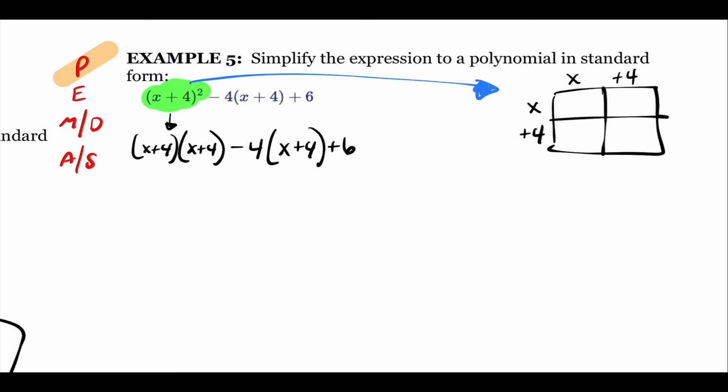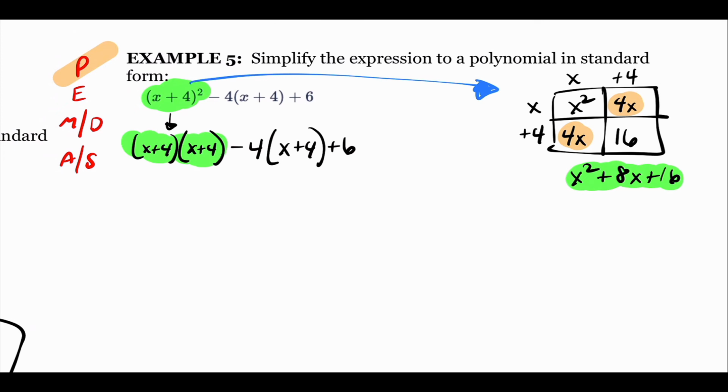Okay. So over here I get x squared, 4x, 4x, 16. Combine like terms. So what I'm going to do now is I'm going to move this back. All the greens are the same. All the greens are exactly the same.